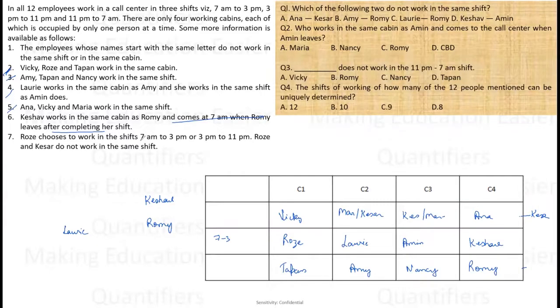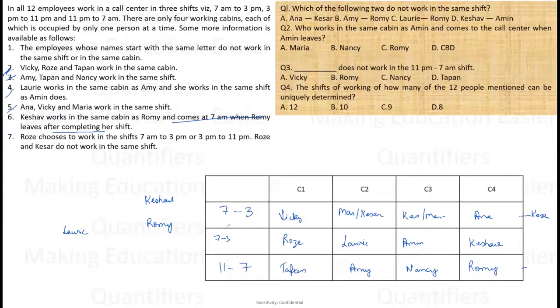When Rumi leaves after completing the shift, Rumi will leave at 11, right? So you leave at 7. Now, which is the 7th shift? 11 to 7. So this must be 11 to 7. So Rumi is leaving and Keshav is coming. And so the leftover is 7 to 3. 7 to 3 will be here.